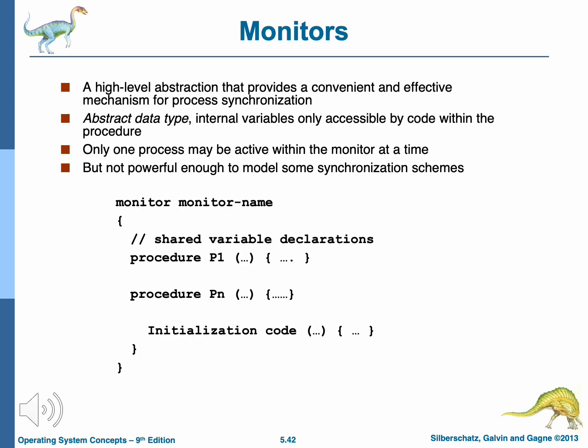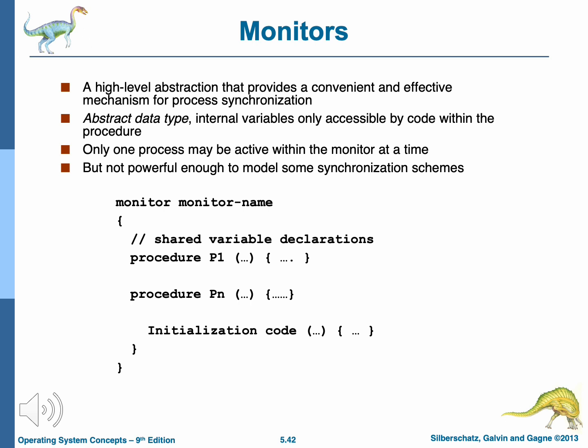Monitor usage. An abstract data type, or ADT, encapsulates data with a set of functions to operate on that data that are independent of any specific implementation of the ADT. A monitor type is an ADT that includes a set of programmer-defined operations that are provided with mutual exclusion within the monitor. The monitor type also declares the variables whose values define the state of an instance of that type, along with the bodies of functions that operate on those variables. The syntax of a monitor type is shown here.